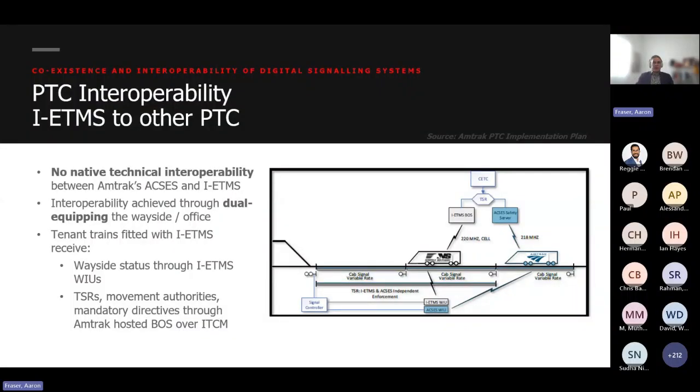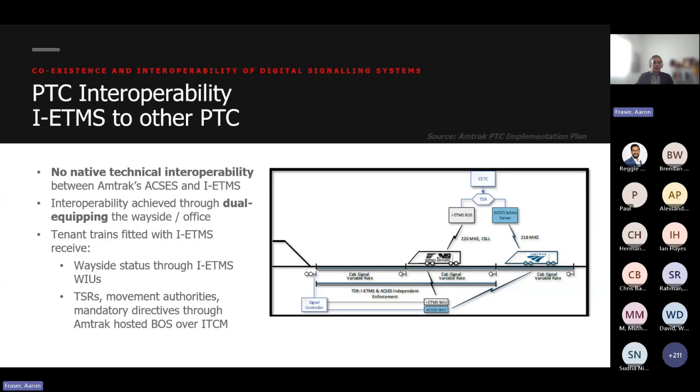Interoperability also had to be achieved where freight trains equipped with Wabtec's PTC travel over a passenger railroad's network equipped with a different PTC system. For example, on the Northeast Corridor, passenger trains use Amtrak's Access PTC system. In this case, interoperability or coexistence is achieved by dual equipping the wayside and the office. The two PTC systems will both utilize temporary speed restriction data and wayside status information, but will receive and process the data independently through their own protocols.